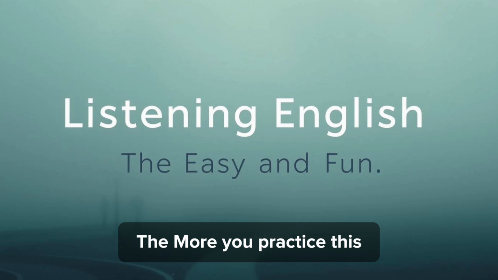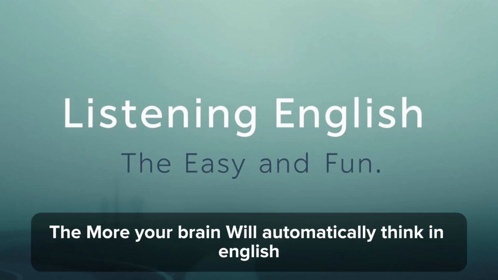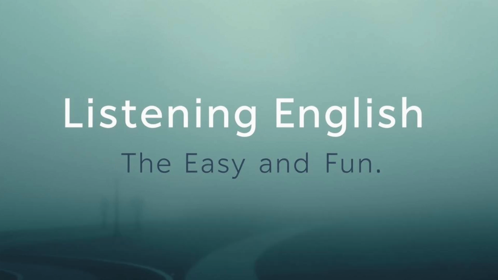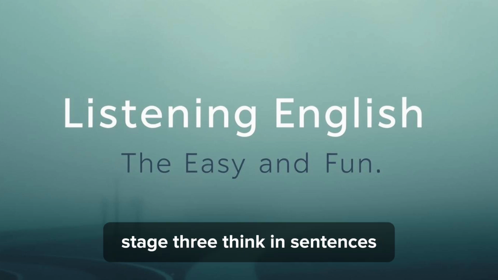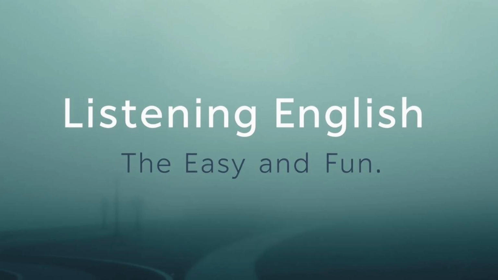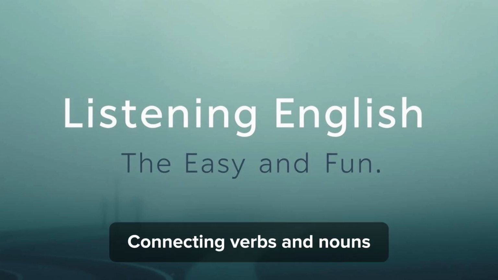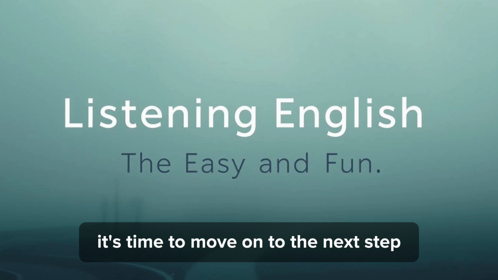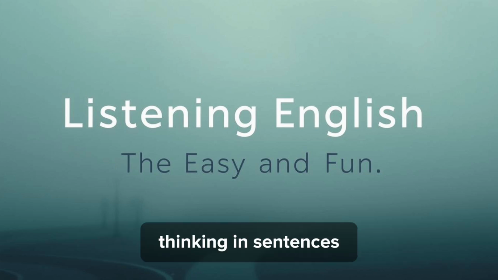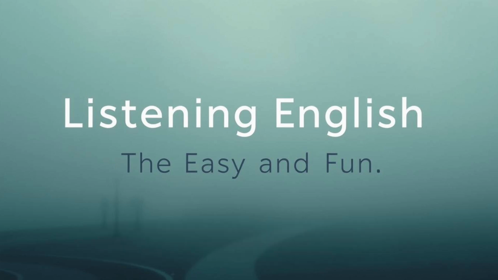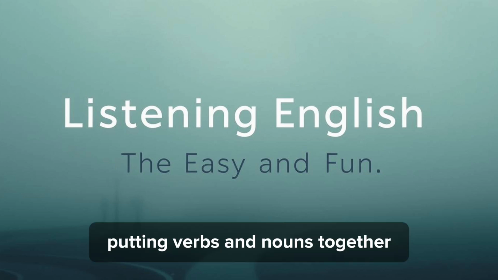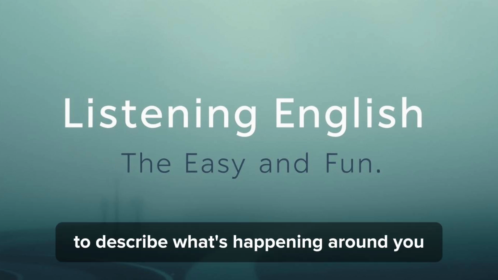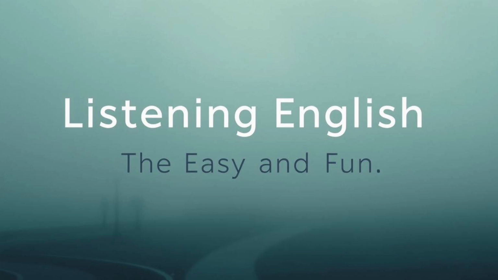The more you practice this, the more your brain will automatically think in English. Stage 3. Think in sentences. Connecting verbs and nouns. Once you're comfortable thinking in verbs and nouns, it's time to move on to the next step, thinking in sentences. This is where you start putting verbs and nouns together to describe what's happening around you in full sentences.